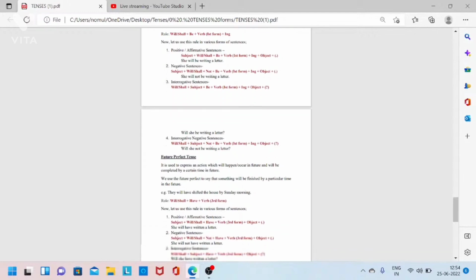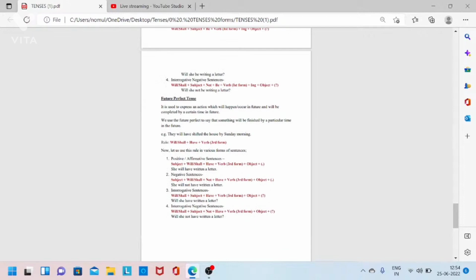So this is the future continuous. And the future perfect tense is used to express an action which will happen or occur in the future and will be completed by a certain time in the future. So we will use this future perfect to say something will be finished by a particular time in the future.